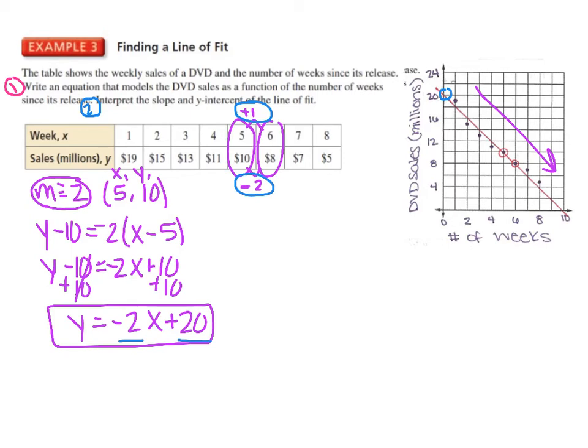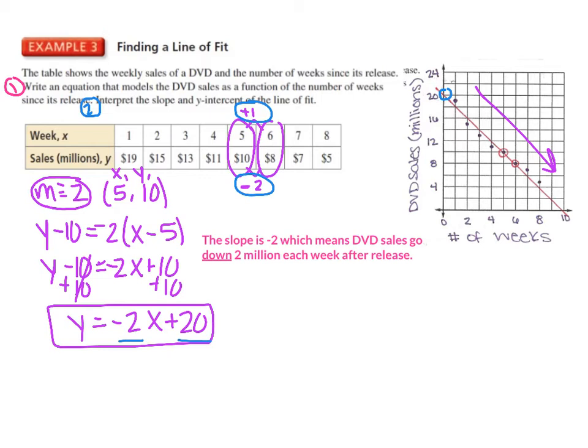So I'm going to write the slope is negative 2, which means DVD sales go down 2 million each week after release. The negative is the word down, right?